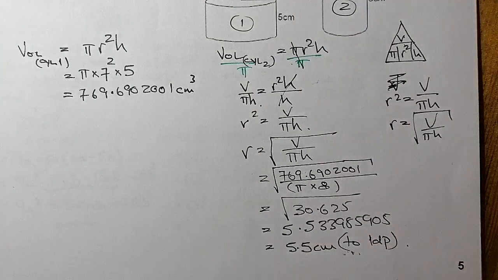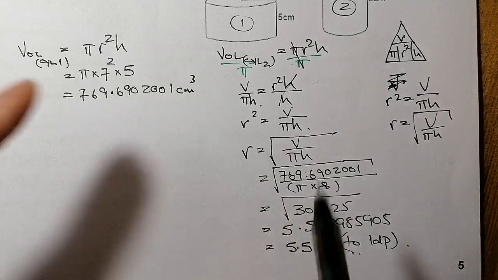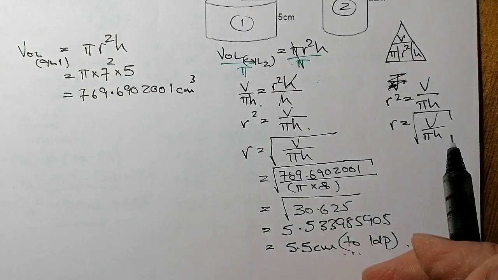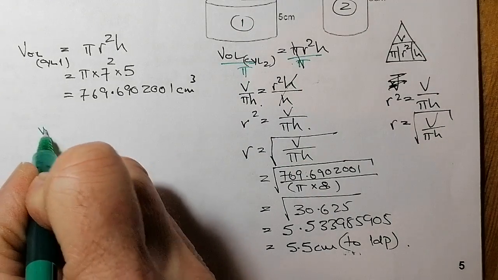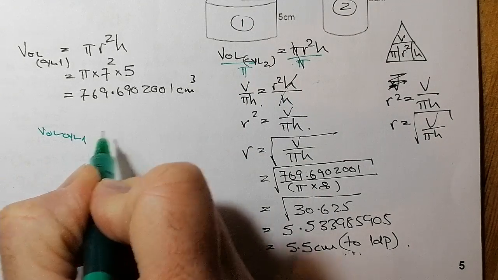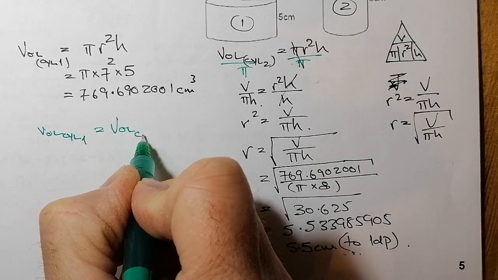Okay, so that's one way of doing that question. There are other ways that we could do it. We could make both of these equal to each other. So there's another option. What we could say is that the volume of cylinder 1 is equal to the volume of cylinder 2.